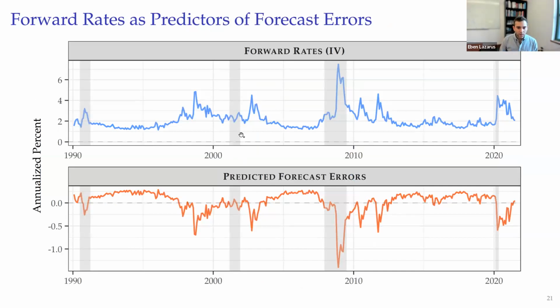So here's just the regression version of the previous plot. Here are the shorter horizon forward rates. We're going to use these to predict forecast errors. And these are the predicted forecast errors. Highly negative in bad times and small and positive in good times, which is going to generate the zero average.